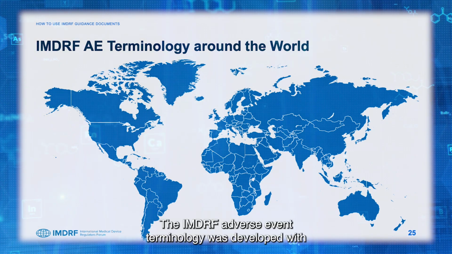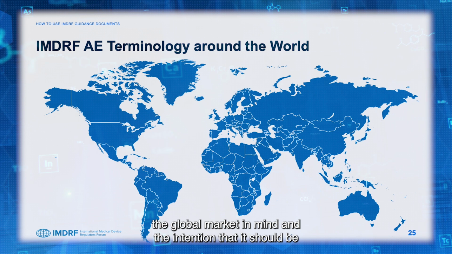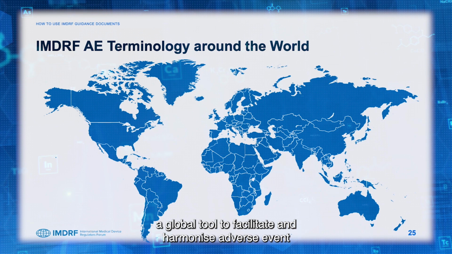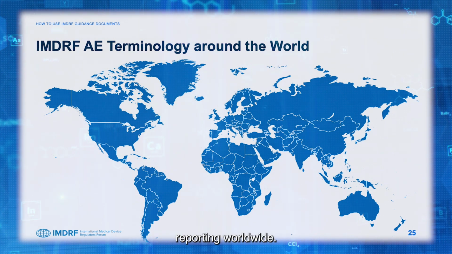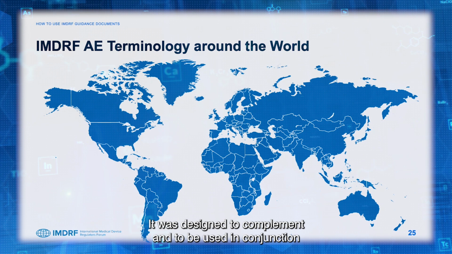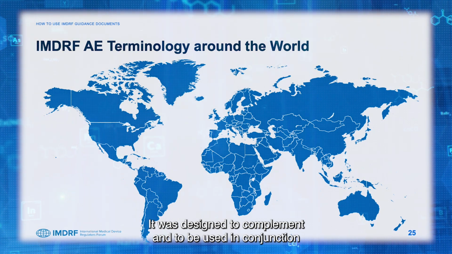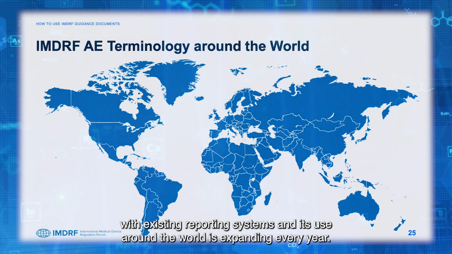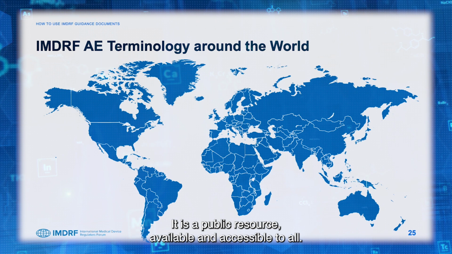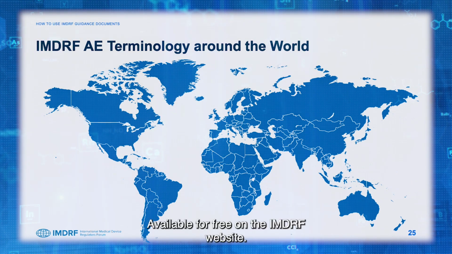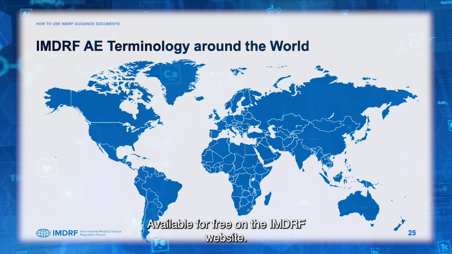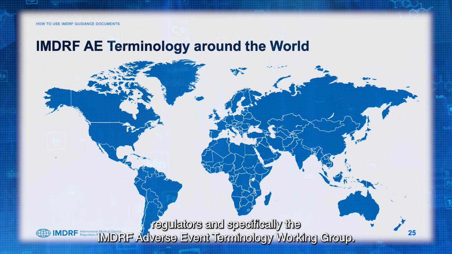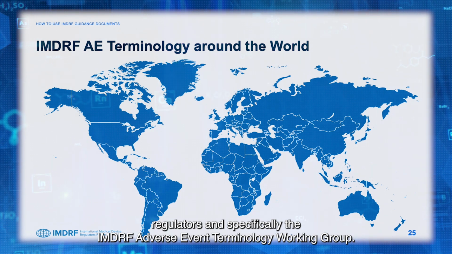The IMDRF adverse event terminology was developed with the global market in mind, and the intention that it should be a global tool to facilitate and harmonize adverse event reporting worldwide. It was designed to complement and to be used in conjunction with existing reporting systems, and its use around the world is expanding every year. It is a public resource, available and accessible to all, available for free on the IMDRF website. Its use is facilitated and maintained by the IMDRF regulators and specifically the IMDRF Adverse Event Terminology Working Group.